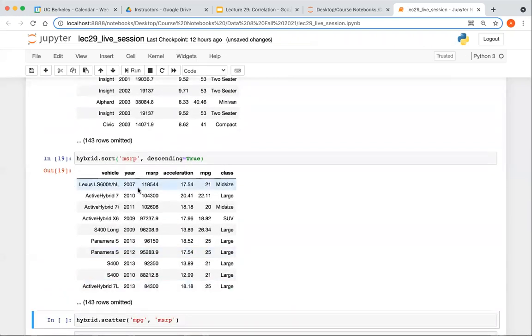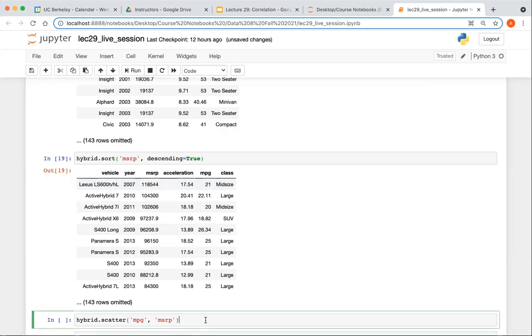Then there was one particular Lexus that was very expensive compared to all the others. And then there was quite a lot of variation in the prices. So what we're going to do is, these are hybrid vehicles, and the whole point was that you get excellent mileage. So we're going to look at the link between the mileage, which is miles per gallon, and the price. And we're going to visualize that.